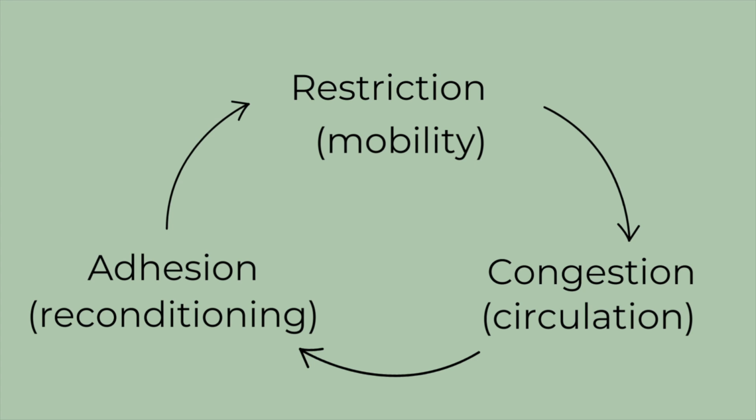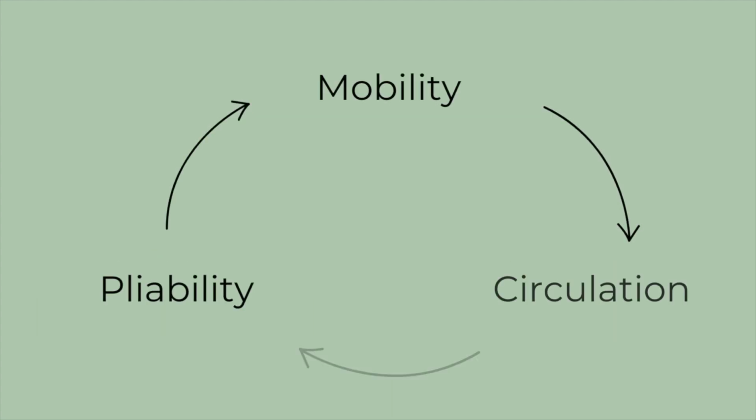The intervention for restriction is mobilization. The intervention for congestion is to stimulate circulation, and for adhesion, it's reconditioning. So we are looking for mobility, circulation, and pliability. That's all, no matter what part of the body you're looking for: mobility, circulation, and pliability. Of course, with the caveat that there can be too much mobility, right? And in the shoulder, that happens, hypermobility, and that's a different video because that's a complicated thing to work with.